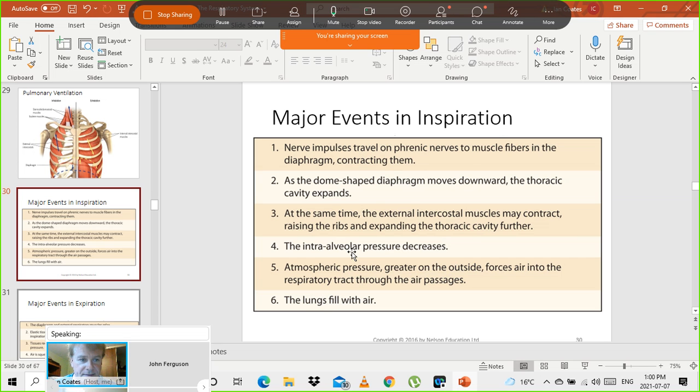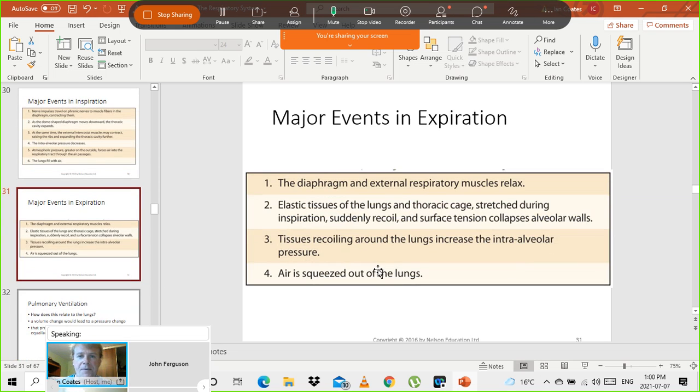Brilliant slide, the opposite. The diaphragm and the external respiratory muscles relax. The elastic tissue of the lungs and thoracic cage go back to normal. They recoil. The volume in the lungs decreases. Air is squeezed out because the pressure inside the lungs is bigger than the pressure outside.